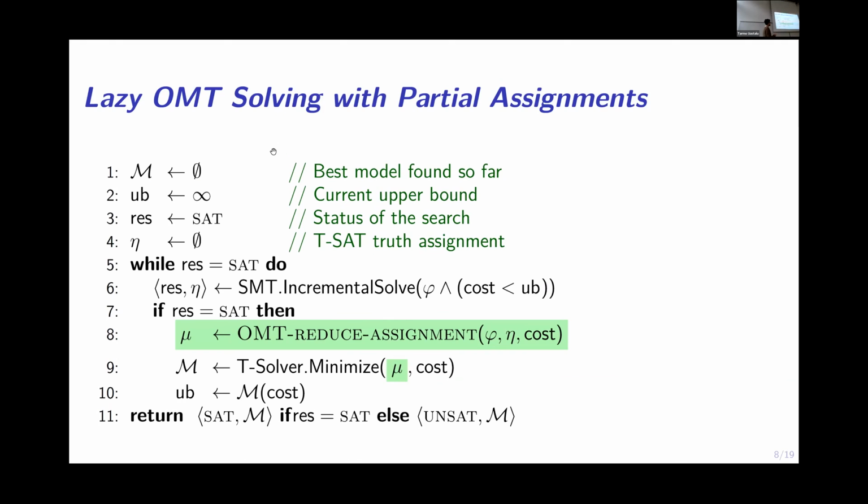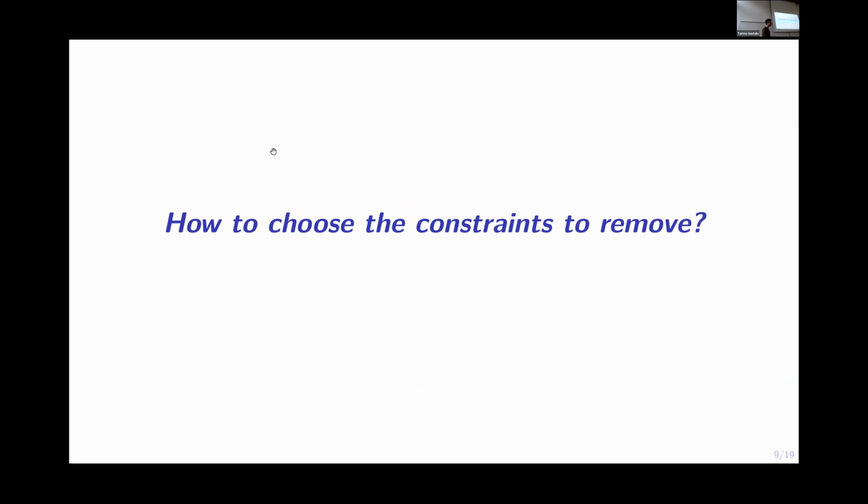So this is the algorithm that is the same as before, with the only difference that we add this line. Once we know the problem is satisfiable and we get a total truth assignment, we invoke some procedure to extract from it a partial truth assignment, and then invoke the minimizer over it. So how do we implement this procedure? Because starting from a total truth assignment, depending on the constraint we choose to remove, we may end up with different partial truth assignments with different values for the optimum solution.